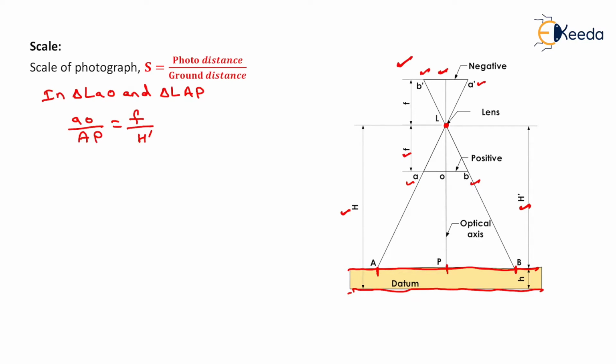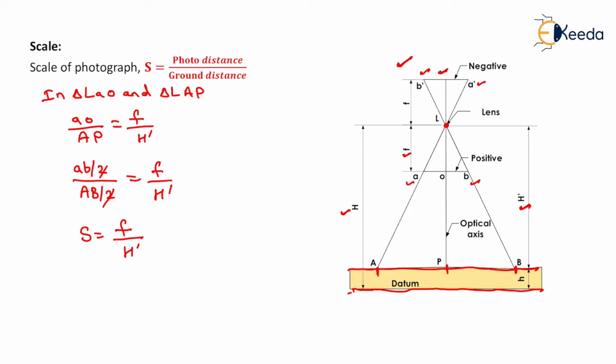Now we can say that ao is half of ab, so we can write it as ao is half of ab. Similarly, capital AP is half of capital AB and it will be equal to f upon H dash. Now from this the two cancel out, and photo distance upon ground distance is nothing but the scale. So ab upon AB is equal to S, and the formula will be equal to f upon H dash.